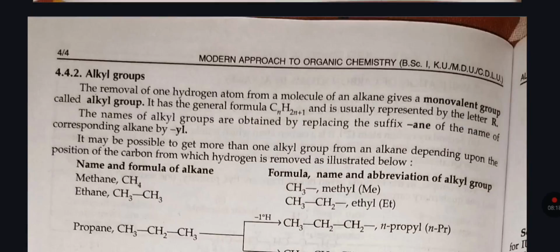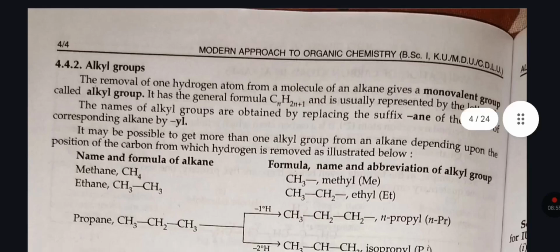Alkyl groups. The removal of one hydrogen atom from a molecule of an alkane gives a monovalent group called alkyl group. It has the general formula CnH2n+1 and is usually represented by the letter R. The names of alkyl groups are obtained by replacing the suffix "ane" of the name of the corresponding alkane by "yl". It may be possible to get more than one alkyl group from an alkane depending upon the position of carbon from which hydrogen is removed, as illustrated below.